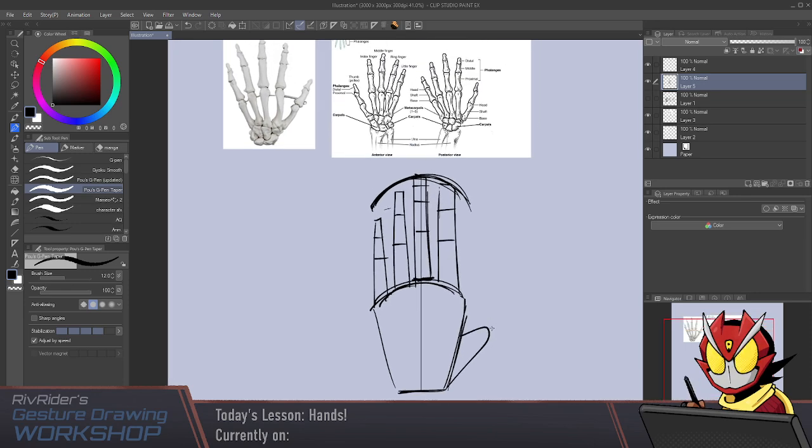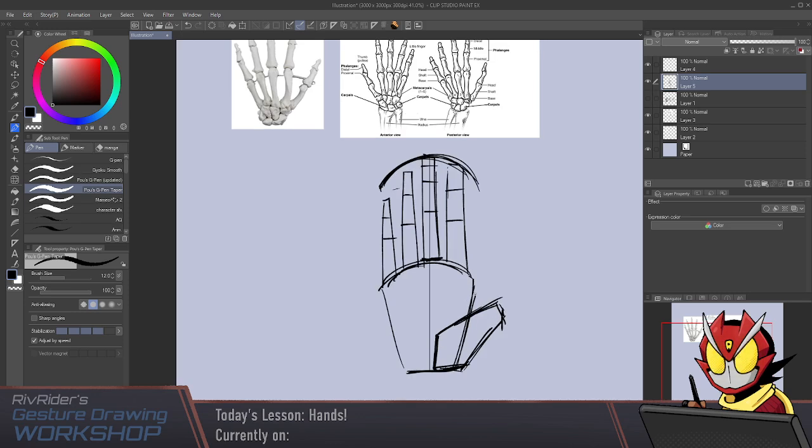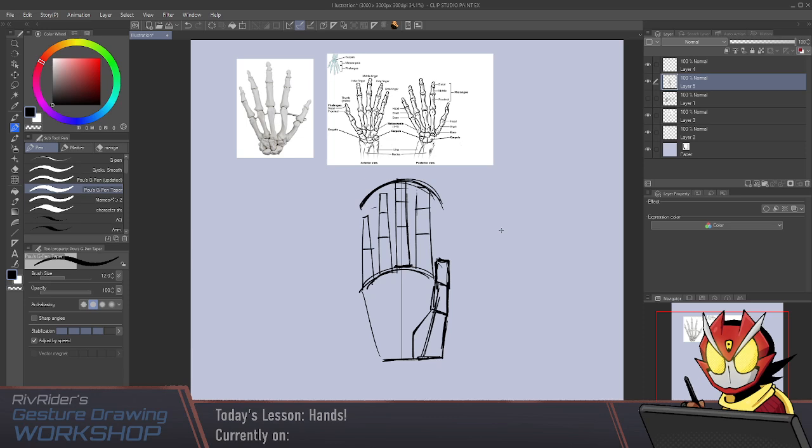Then your thumb is an outlier. It fits in around here-ish. You can use a big box. You can use a tie shape. This is what I like to use to visualize the metacarpal of the thumb. And the thumb itself, if it was standing straight up like everything else, probably lines up about halfway through the first phalange of the index finger. So something like this. This is the basic shape and basic proportions of a hand.